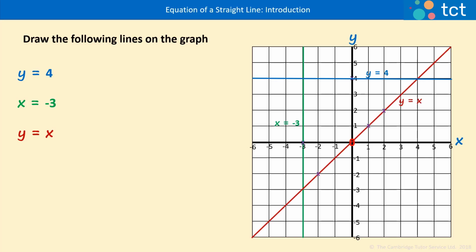So y equals x looks like this, and any point on that line will share the same coordinates for x and y. So that point there is 5 along and 5 up. And this one down here is -4, -4.